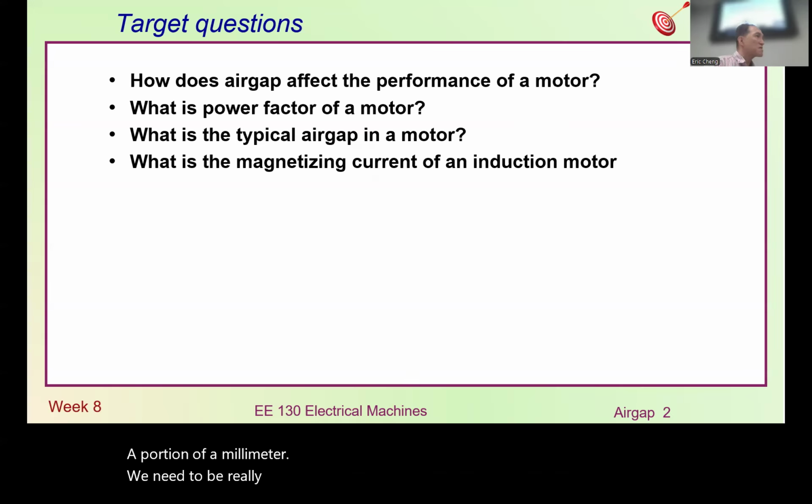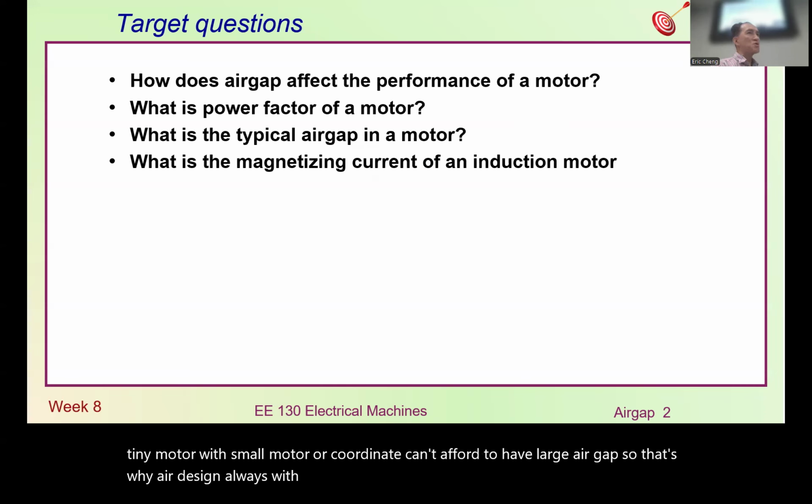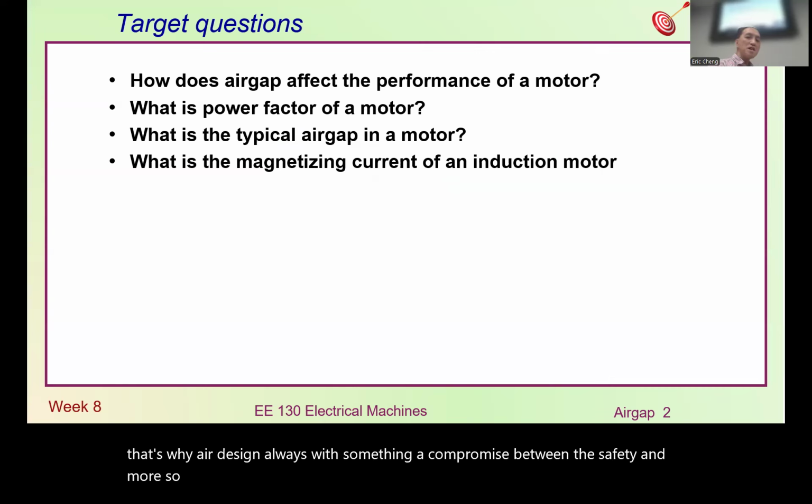That means the mechanical design is not easy, especially for a tiny motor, a very small motor, where of course we can't afford to have a large air gap. So that's why air gap design is always a compromise between safety and the magnetic field. And then it also relates to power factor.